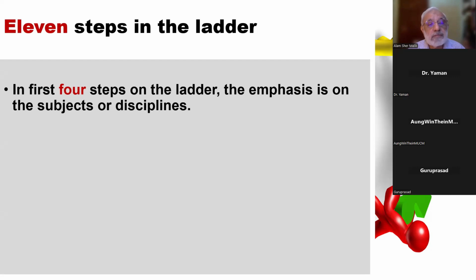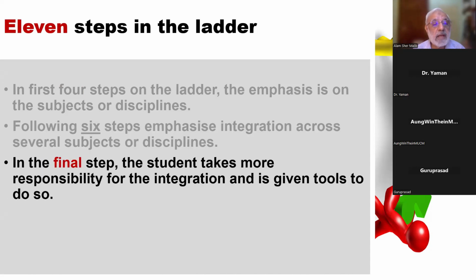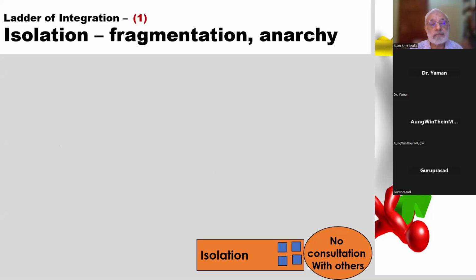So in the first 4 steps of this ladder of integration, or continuum of integration, the emphasis is on subject or discipline based teaching, which is mainly our traditional curriculum. The following 6 steps emphasize integration across several subjects or disciplines. And the final step, which is number 11, the student takes more responsibility for the integration, and they are given tools to do so, so they can integrate different areas themselves.